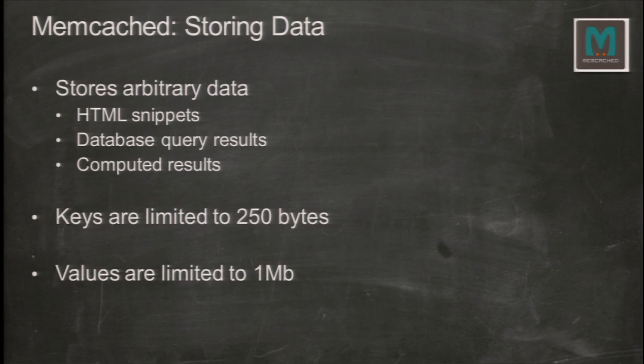You can store arbitrary data in Memcached. It's not just about database query results. It's also about HTML snippets. A couple of things to note: your keys are limited to 250 bytes in size, and your values are limited to 1 megabyte. However, you can chunk them and use multiple keys to store larger objects. You just have to maintain splitting and rejoining within your application.